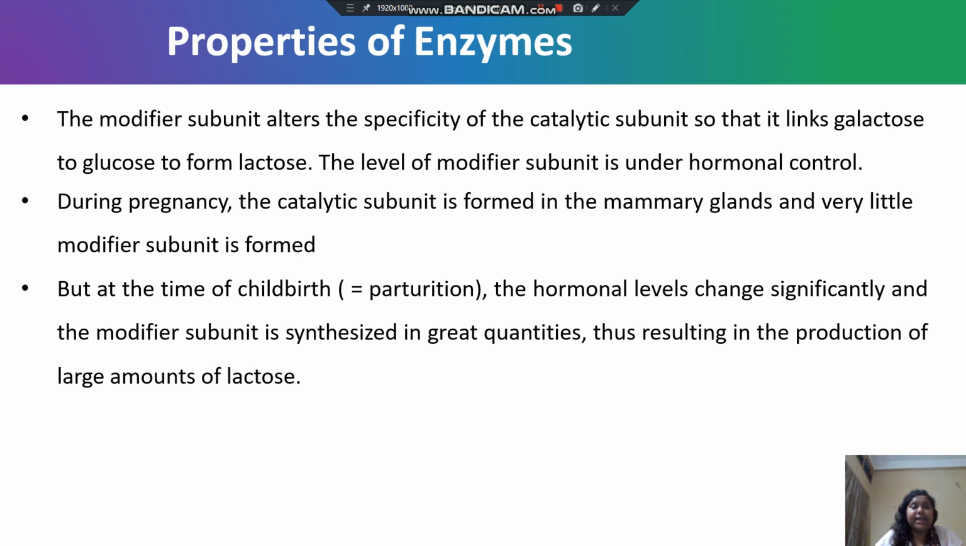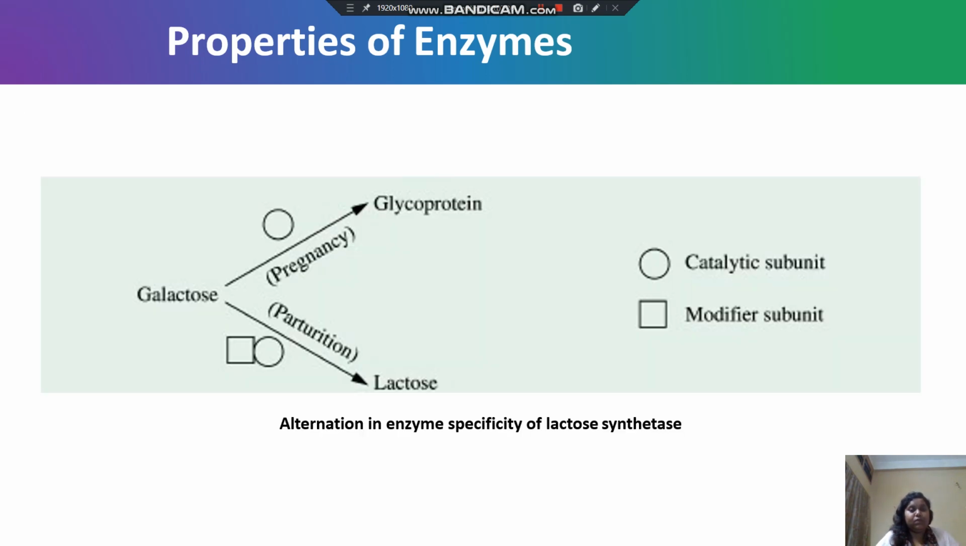During pregnancy, the catalytic subunit is formed in the mammary glands and very little modifier subunit is formed. But at the time of childbirth, that is parturition, the hormonal levels change significantly and the modifier subunit is synthesized in great quantities, thus resulting in the production of large amounts of lactose. So this is the reaction which occurs in the alteration of enzyme specificity in case of lactose synthetase.